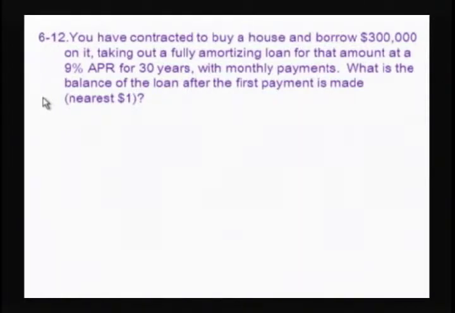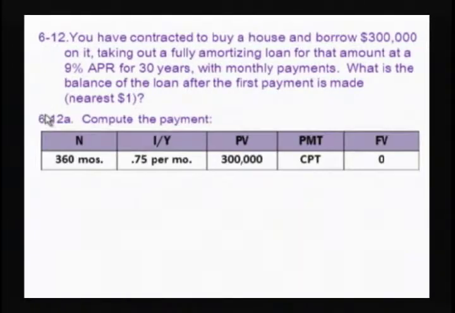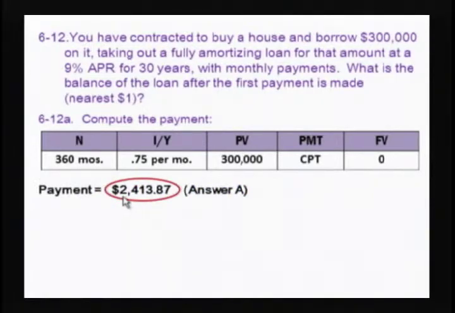First, we'll compute the monthly payment, then we'll set up the first line of the amortization table to calculate the balance after the first payment is made. So for a 30-year mortgage with monthly payments, there will be 360 monthly payments. The 9% APR divided by 12 gives 0.75% per month. We borrowed $300,000 up front, so if we compute the payment with a positive loan amount, the payment will have the minus sign in front of it on the calculator.